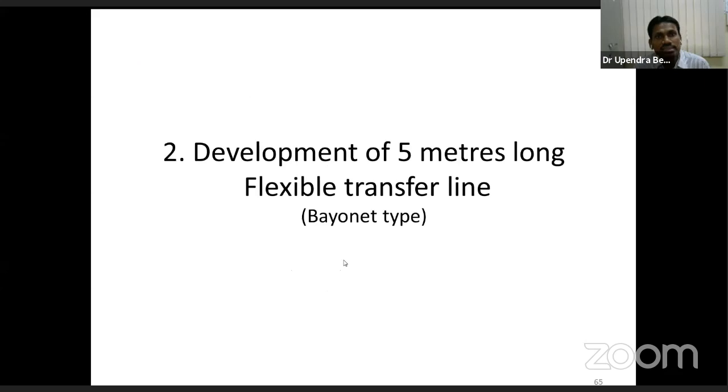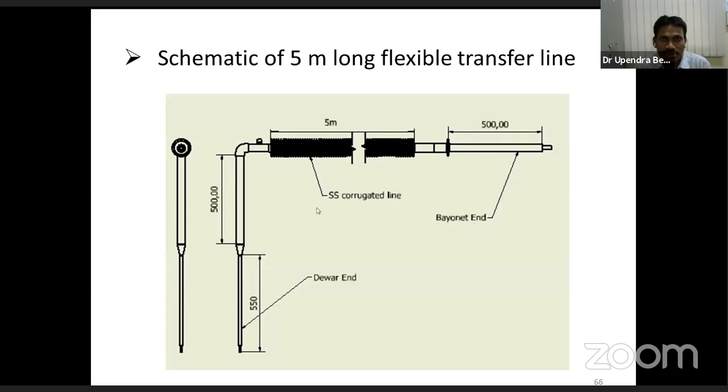Then after doing all the studies, the next thing was our actual development of a 5 meter long flexible transfer line, and this we have designed for the practical application with bayonet type ends. This shows the schematic of this 5 meter long flexible transfer line, where there is an inner bellow supported by the outer bellow, and here is the bayonet end of again 500 millimeter length with vacuum extent from this plant, K50 plant, to the main dewar, where it has to transfer this. And this is designed for liquid helium application, and liquid helium has to come to the user to fill the small dewars or practical applications.